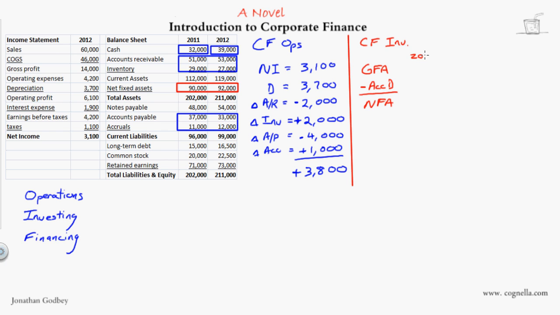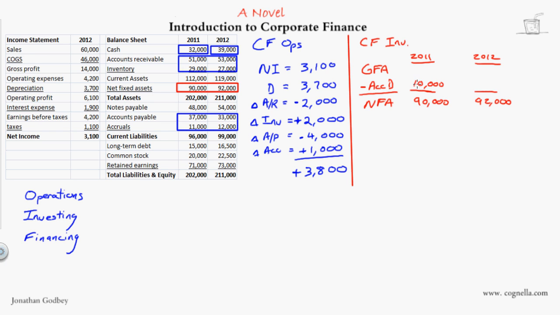So here's 2011, here's 2012. Let's think about what I know. I know the net fixed assets in 2011 are 90,000, and I know in 2012 they're 92,000. Okay, I don't know accumulated depreciation from 2011. Let's just say it was, pick a number, $10,000.